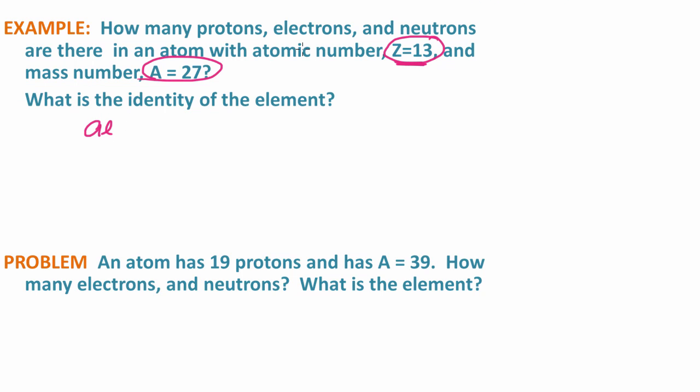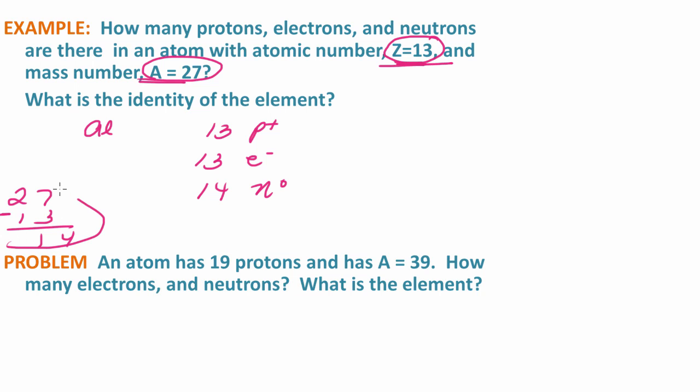And they're asking how many protons, electrons, and neutrons. Well, we know that Z is 13, so there are 13 protons. It's a neutral atom, so there are 13 electrons. And how many neutrons? Remember, A is the sum of the neutrons and the protons. So we have 27 minus 13. So what we have is 14 neutrons. Okay?